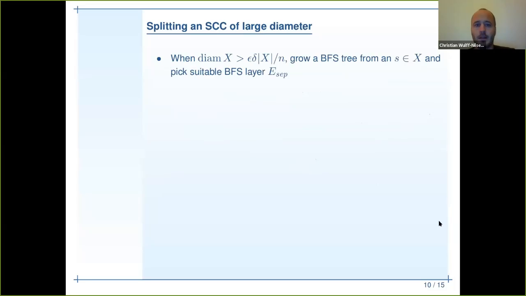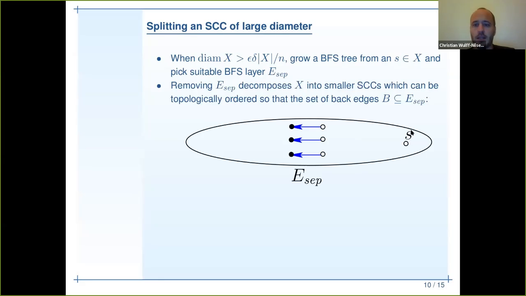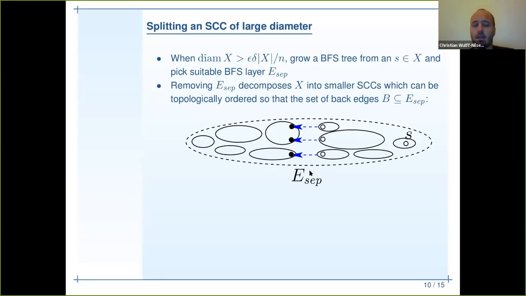So now the idea is to do the following. When we cannot contract an SCC X, so when this inequality holds, when the diameter is too big for us to contract the SCC, then we grow a BFS tree from some suitable source S. I will not go into the details about how we choose S, but here in the talk, you can just think of it as being picked arbitrarily. And then you pick a suitable BFS layer, E_sep. And now, this is our SCC X. If you remove this E_sep, these edges here, that will decompose the SCC into smaller SCCs. And if they also violate this diameter bound, then you will recursively split them as well. But let's say that the process stops here.